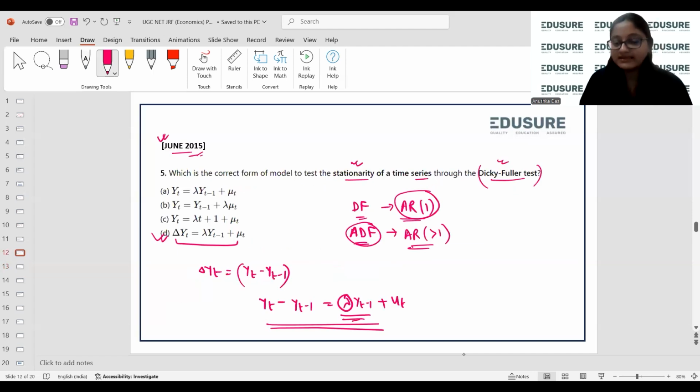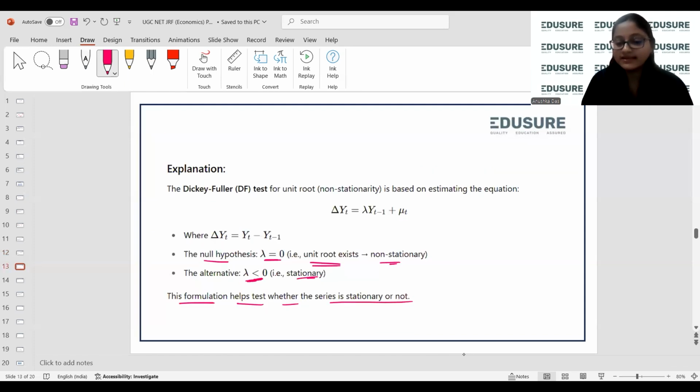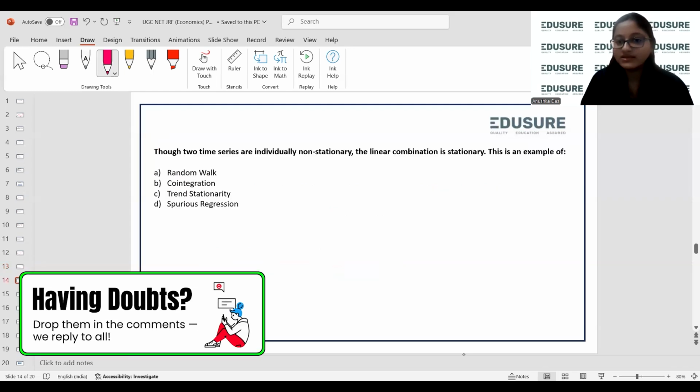So I hope this explanation is enough. For the augmented Dickey-Fuller test, you will use higher order autoregressive processes, and the test will remain the same. You'll again check the same thing. The hypothesis remains the same. Only the test statistic will change, and the data set that you are using will change. So this is how you think of this.